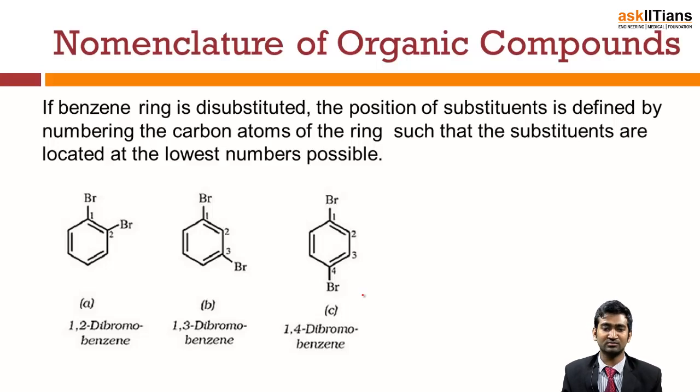And here also the numbering will come into the picture. Suppose you have more than one group, then you have to number it. For the first case it is 1,2-dibromobenzene. This is 1,3-dibromobenzene. This is 1,4-dibromobenzene. And these are your ortho, meta and para groups in common language.